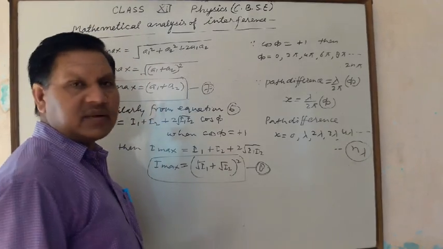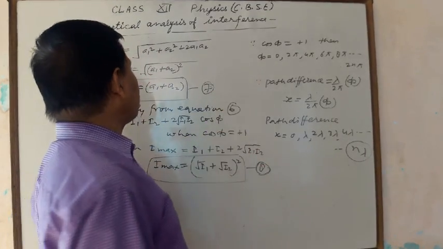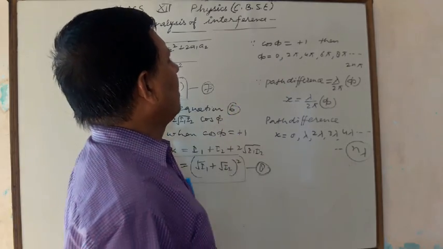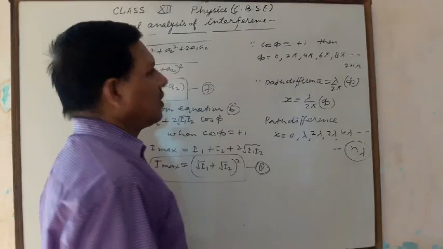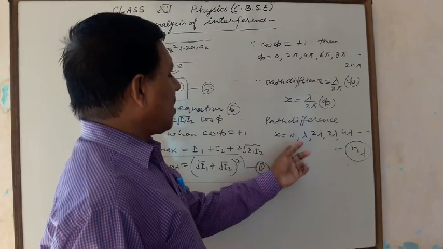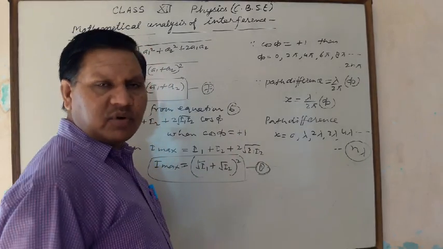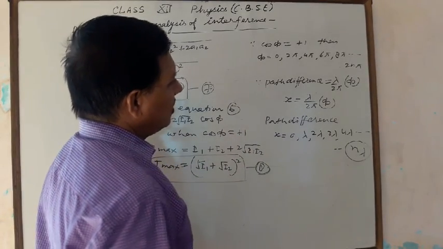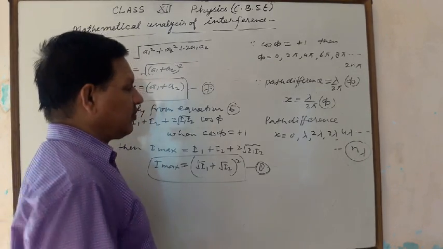So we can say that when the phase difference between two waves is either 0 or a perfect multiple of 2 pi, or the path difference is 0 or a perfect multiple of lambda, then the constructive interference phenomenon is produced. In this condition, the amplitude and intensity of the resultant wave become maximum.